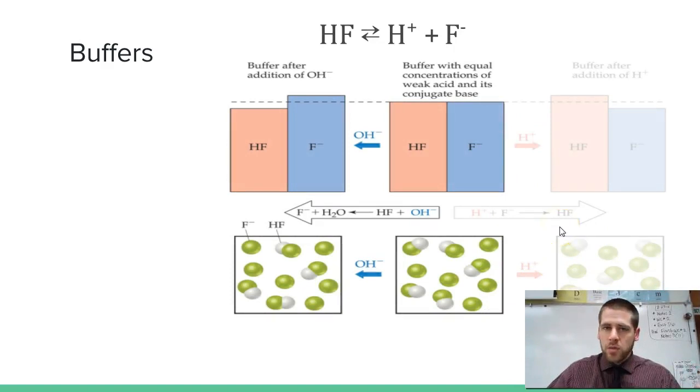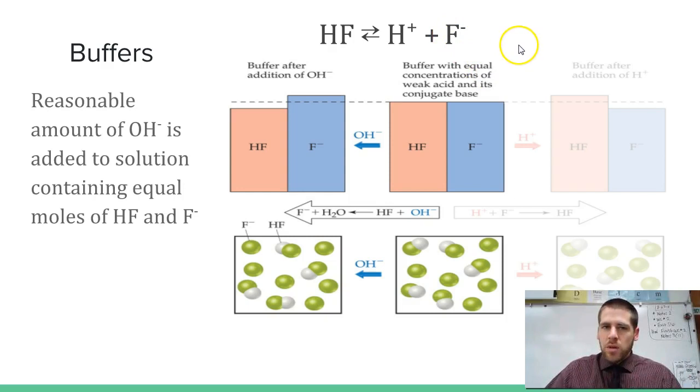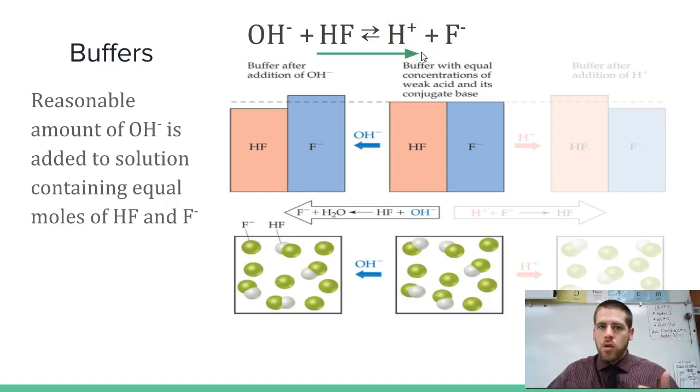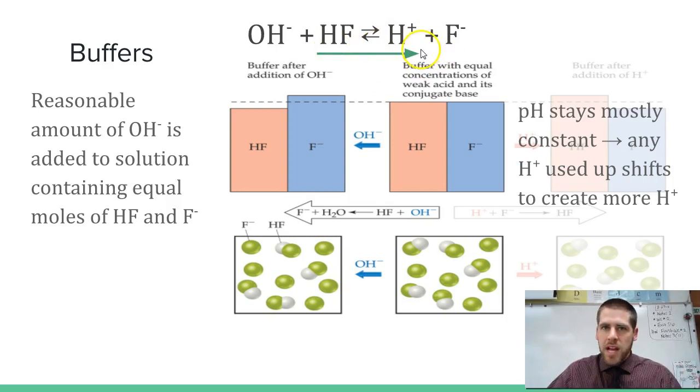Hydrofluoric acid is a weak acid. So let's say we mix some hydrofluoric acid with some sodium fluoride or potassium fluoride, some salt that contains the fluoride ion. If you add a reasonable amount of OH-, what would happen? Which way would the equilibrium shift? We would be reacting with the H+, decreasing the H+, pulling it out of solution as water. So it would react to make more H+. Anytime you use up the H+ by adding base, the equilibrium shifts to replenish the H+, and so the pH doesn't change that much.